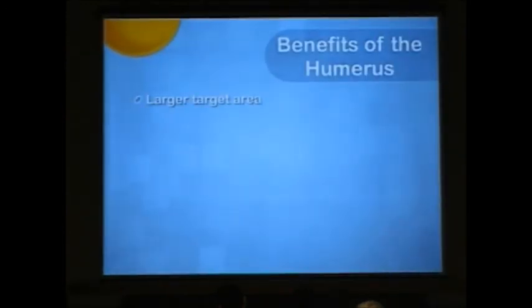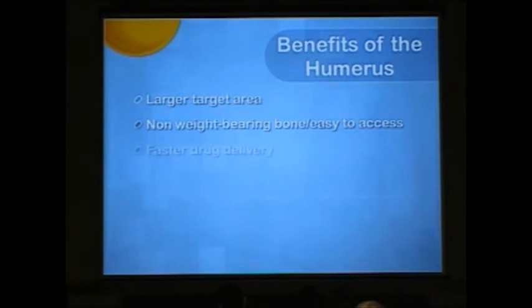As I mentioned, the benefits of the humerus are it's a very large target area. It's very difficult to miss. It's a non-weight-bearing bone, so unlike the tibia, it's very easy to penetrate the IO needle into the proximal humerus because the cortex is thinner. Faster drug delivery. Anything that goes into the humerus gets to the heart within 2 seconds. In pharmacokinetic studies, peak drug concentration in the heart through the proximal humerus was identical to that of a subclavian central line. Likewise, a proximal tibial IO reached the heart in 6 to 10 seconds and is equivalent to a femoral central line.